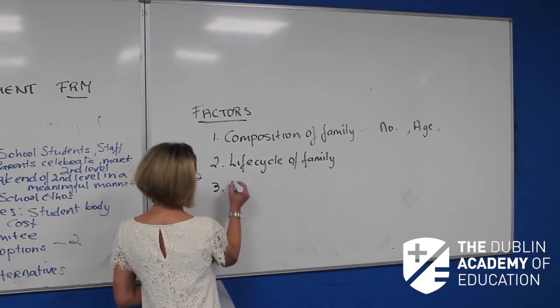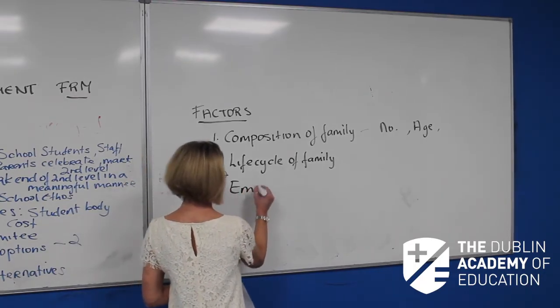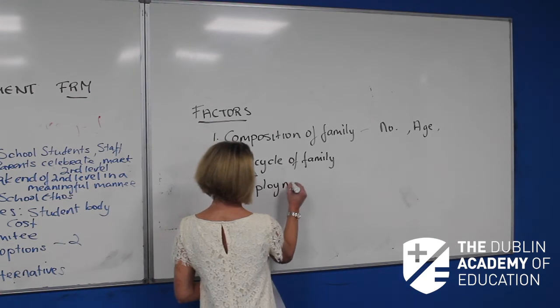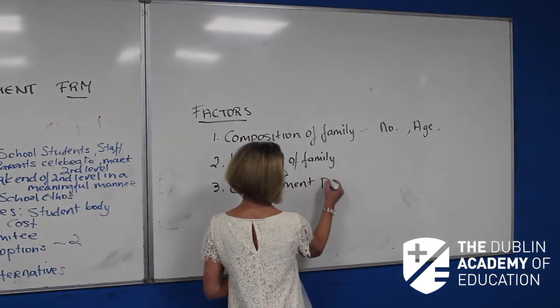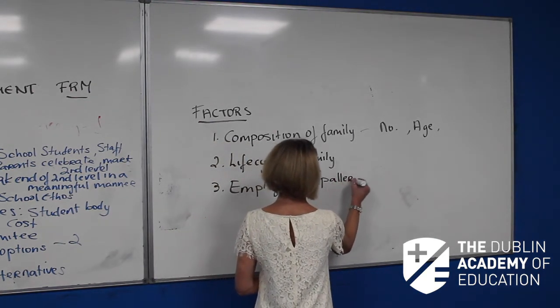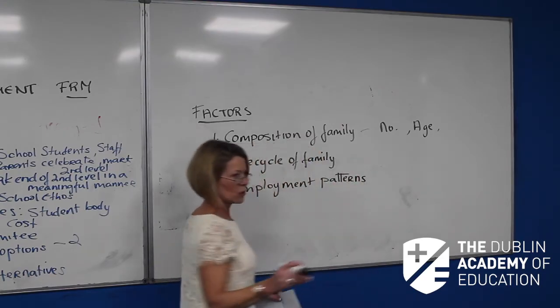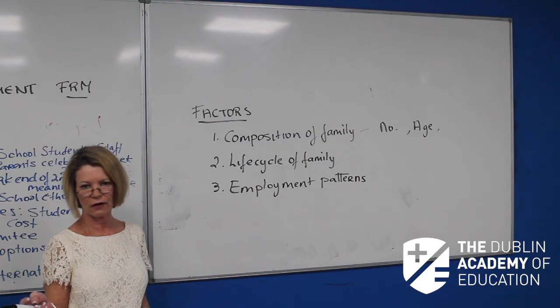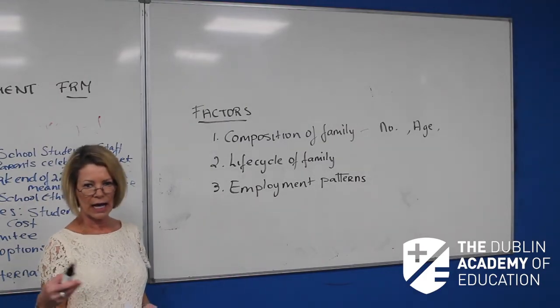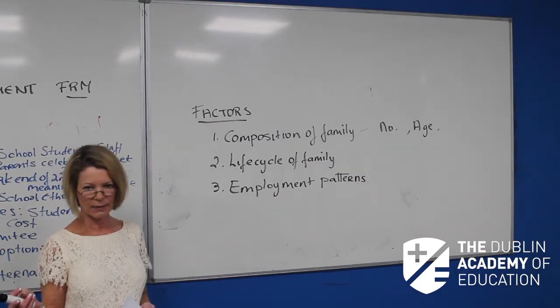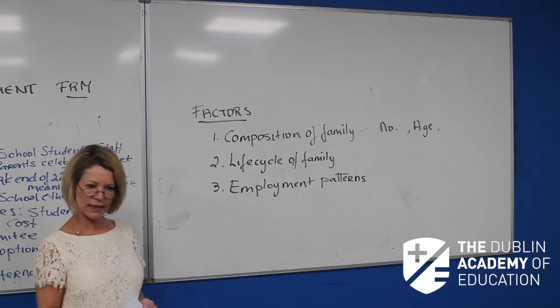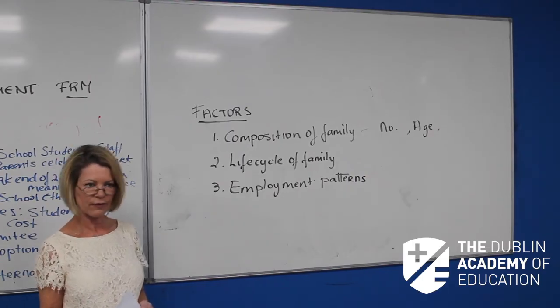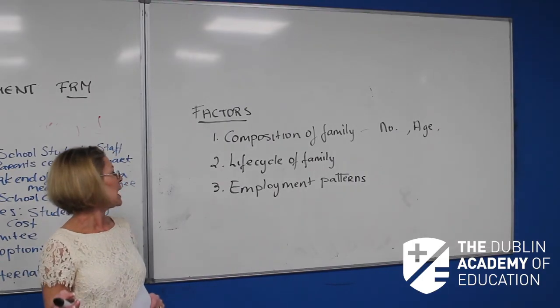Third point is looking at employment patterns. So, are both parents working? If so, the chances are there's a fairly good income and their priorities might be a little bit different. People with less money coming in have to make very careful choices.